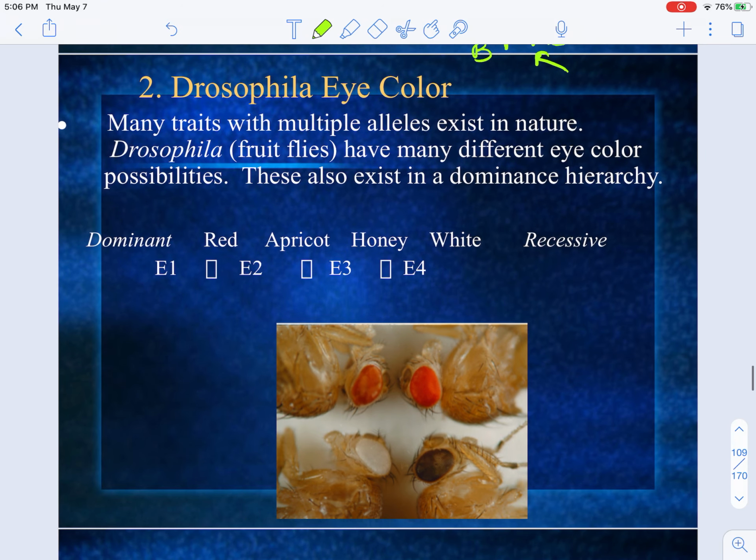This is one of those hierarchy of dominance examples. There are 4 different colors of eyes in fruit flies.